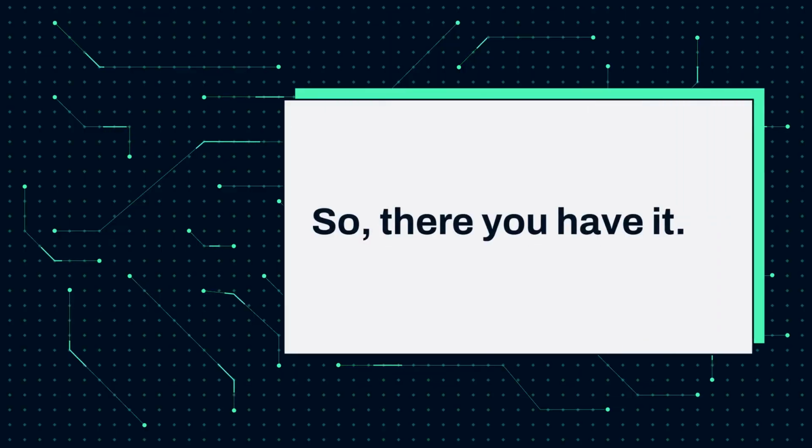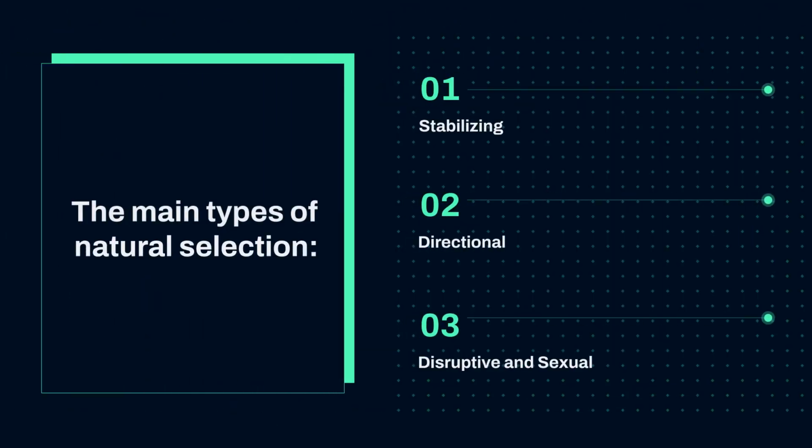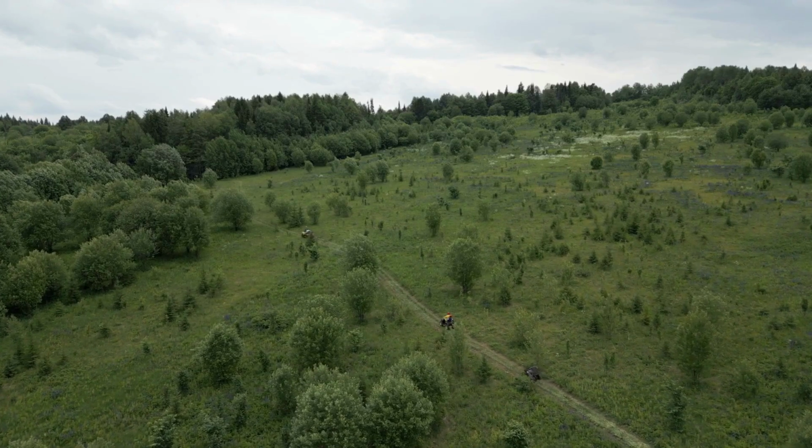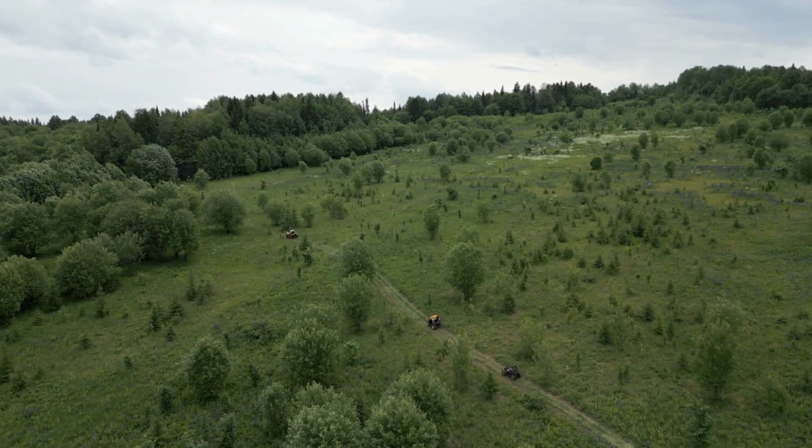So, there you have it, the main types of natural selection: stabilizing, directional, disruptive, and sexual. Each plays a crucial role in shaping the diversity of life on our planet.